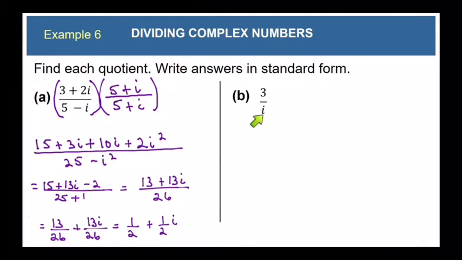And now this one is a little simpler, believe it or not. We have 3 over i. There's no conjugate necessary here, so all we have to do is multiply top and bottom by i itself. So that's going to give us 3i in the top and i squared in the bottom, which we know is negative 1. And 3i divided by negative 1 would just be negative 3i.